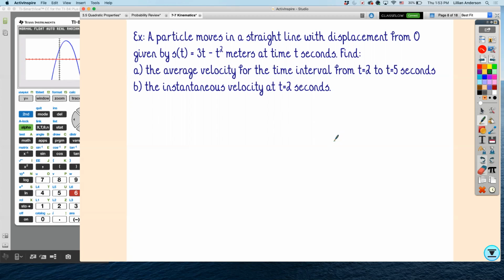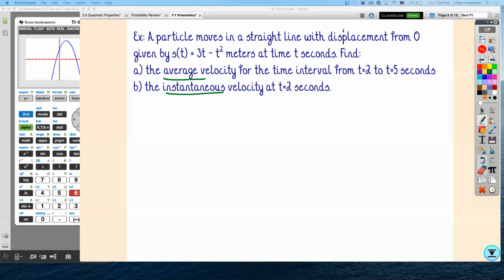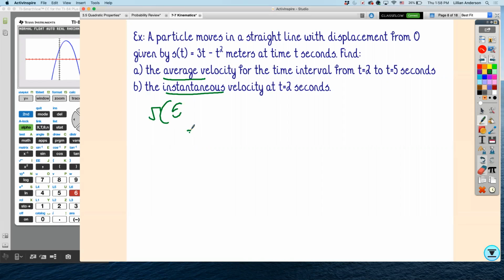Wait, what were the values again? T is greater than or equal to 0. Oh, we're going from 2 to 5 for average velocity. So make sure you're aware of that. Average velocity, instantaneous. Average is old school slope. Instantaneous is the derivative. The average velocity: I need S sub 5 minus S sub 2 all over 5 minus 2.